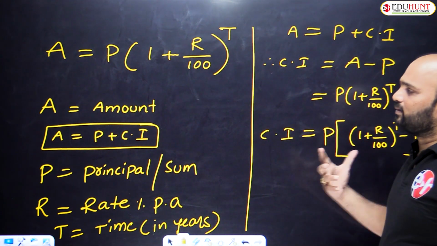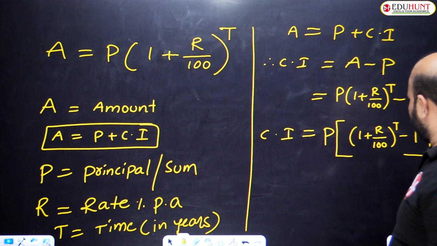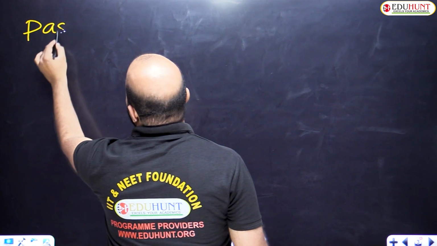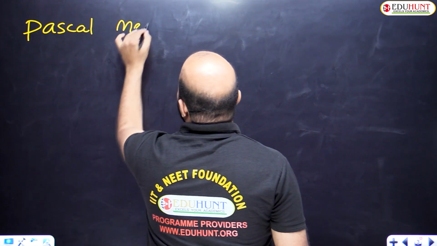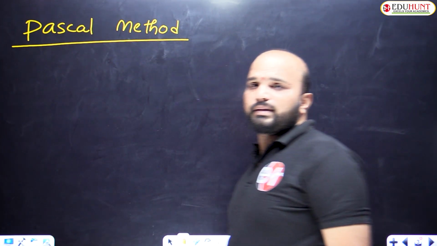But what is the main shortcut method? That is the Pascal method, a very important concept. How are you going to check the Pascal concept based on compound interest? So, compound interest calculated using the Pascal method.